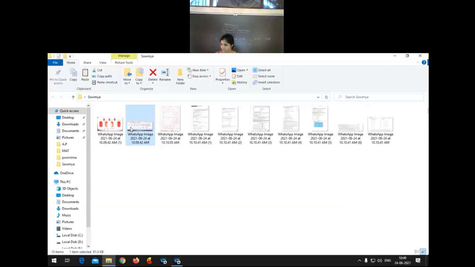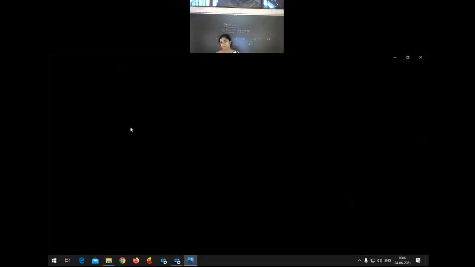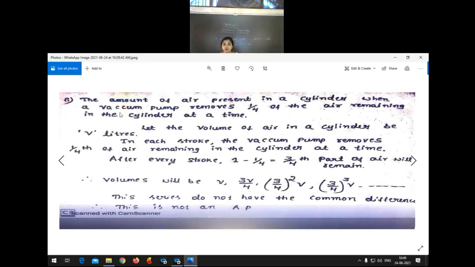First exercise, second question. You just look at the second question. You have the photocopy of that textbook exercise now? Yes. So here we have the second question like this: the amount of air present in a cylinder when a vacuum pump removes 1/4 of the air remaining in the cylinder at a time. Actually, what is the question? We have to read the statement and write the sequence. Then we have to observe whether the sequence is forming an AP or not. So we have to check whether the statement forms an AP or not.